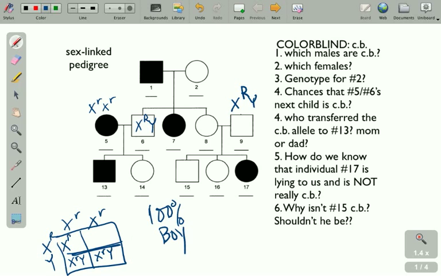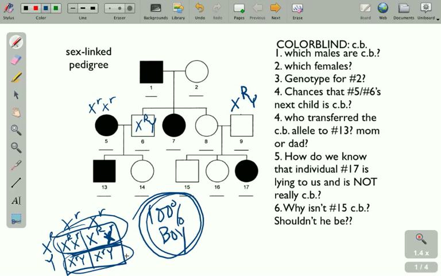If I ask you, what are the chances that their child will be colorblind? Well, the chances that their child will be colorblind are 50%. 50% colorblind, 50% normal. But if they're having a boy, there's a 100% chance that that boy will be colorblind. I hope that helps.